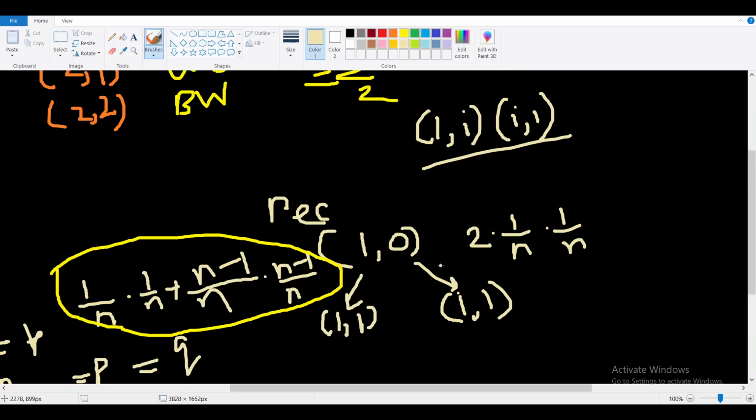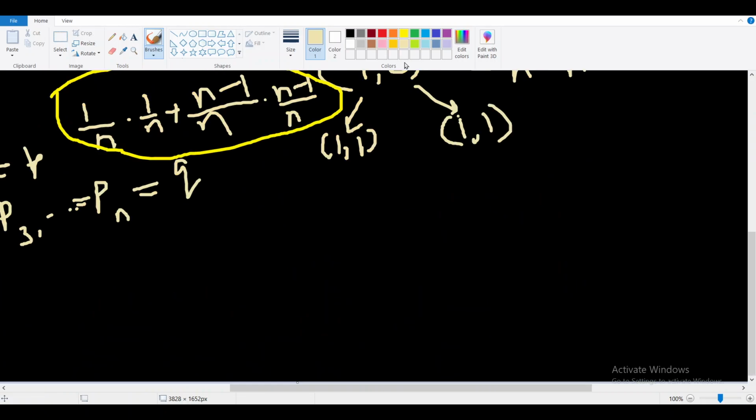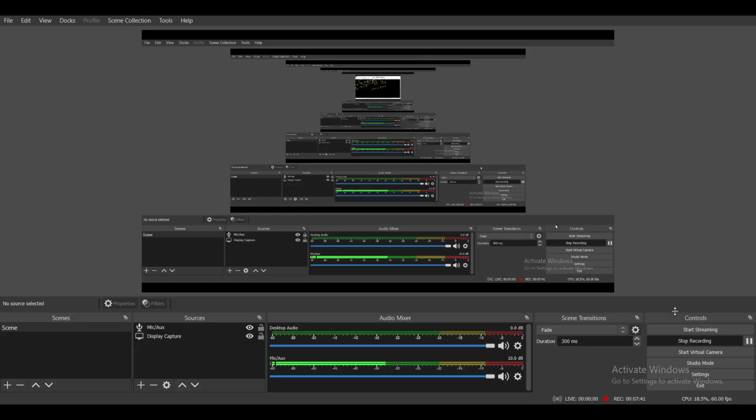Now this is the first step, where we are transitioning from 1 comma 0 to 1 comma 1 and i comma 1. Now we have to think about the common step: how we can move from a state i comma k to j comma k plus 1. That is the step we have to think about.